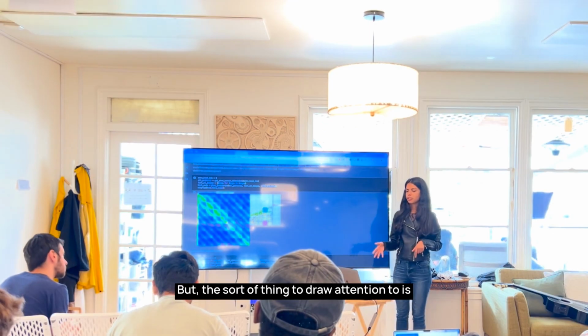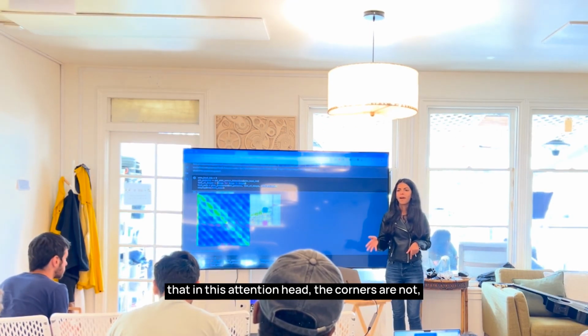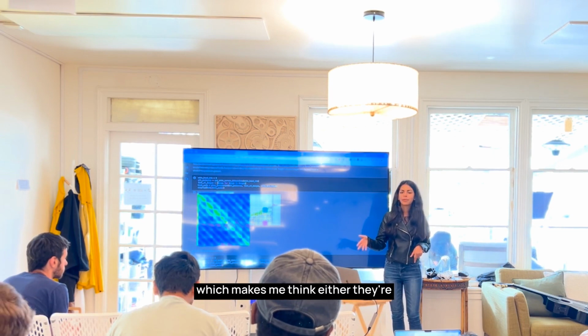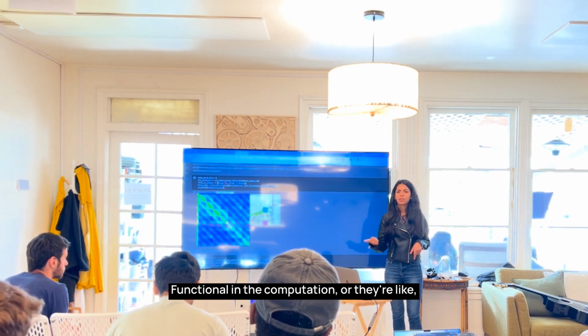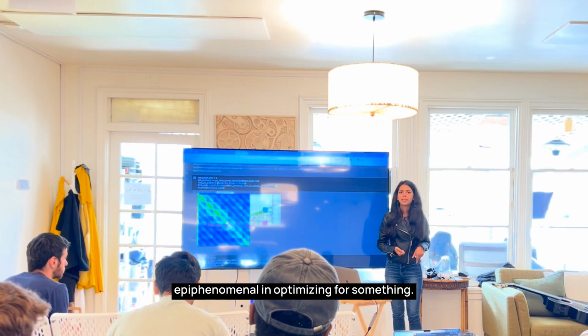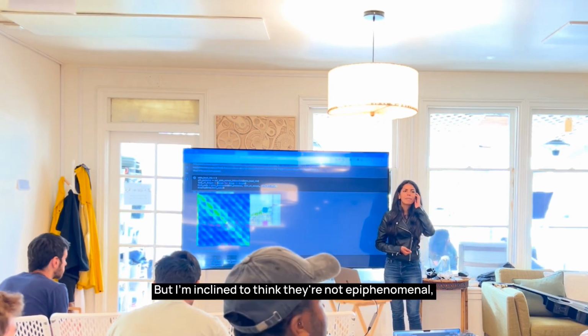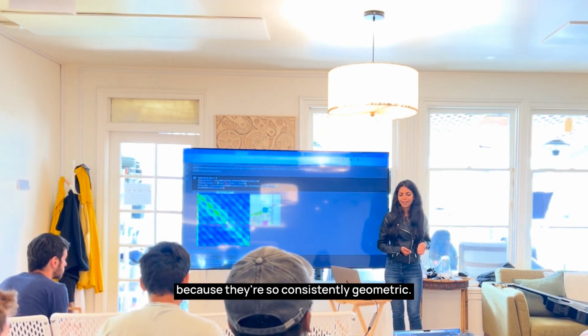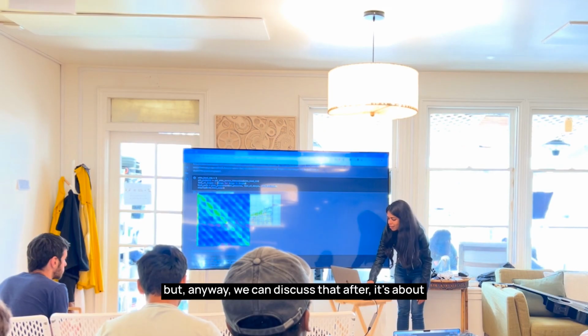But the thing to draw attention to is that in this attention head, the corners are not significantly noticed, which makes me think either they're functional in the computation or they're epiphenomenal in optimizing for something. But I'm inclined to think they're not epiphenomenal because they're so consistently geometric. But anyway, we can discuss that after.